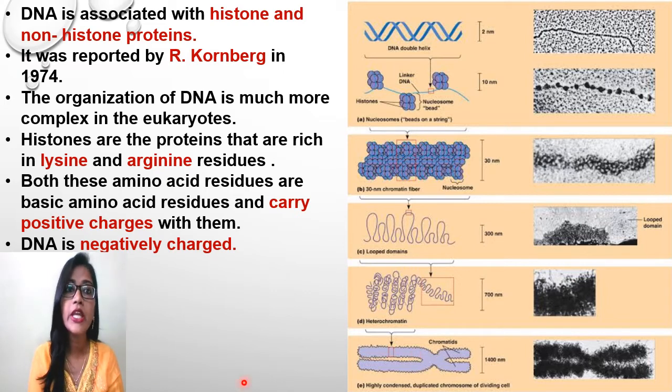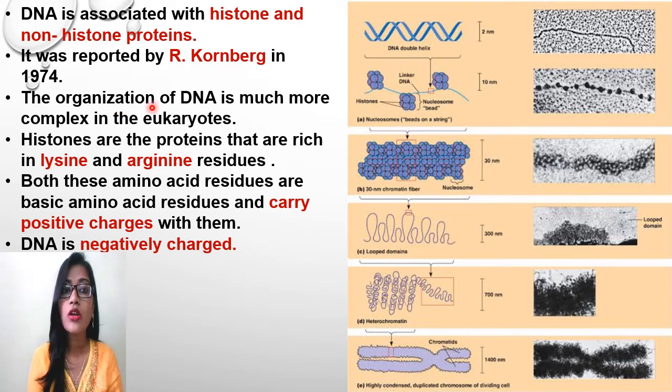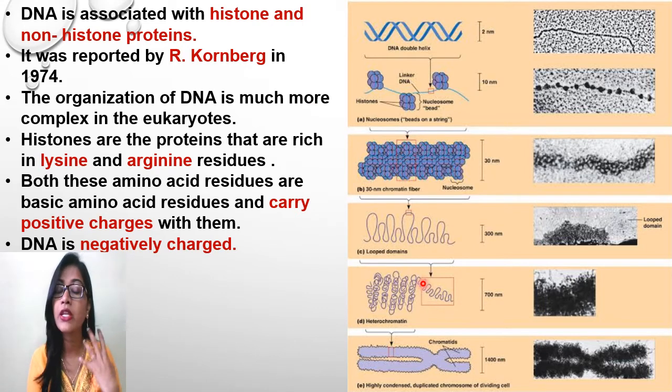So DNA is associated with histone and non-histone proteins. DNA is actually associated with two kinds of proteins. The first is the histone protein, and the other is the non-histone proteins. These proteins were reported by R. Kornberg in 1974. The organization of DNA is much more complex in eukaryotes. So you can observe the complexity. We can understand, right? It is a little complicated to understand even.